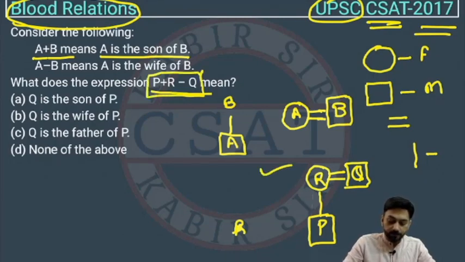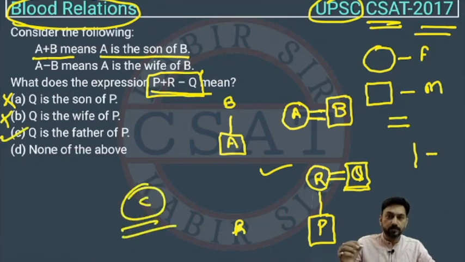Now we will check. Q is the son of P? This is wrong. That is the first option. Now let's check option B. Q is the wife of P? No, this is wrong. Now what does option C say? Q is the father of P. This is right because Q is male, and Q is the father of P. So option C is right. So the answer will be option C.